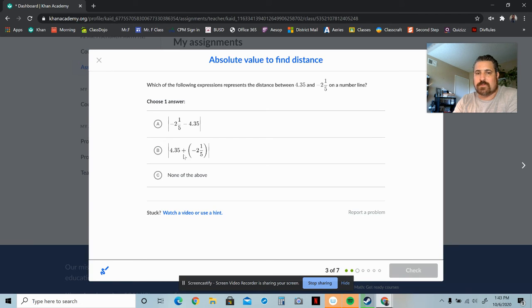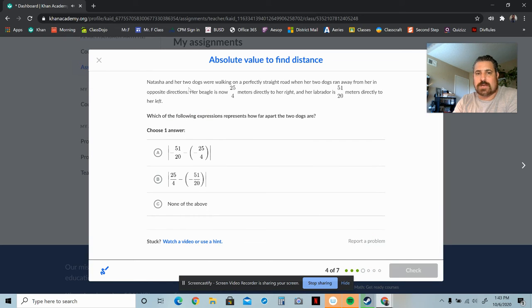This one's 4.35, but you're adding a -2 and 1/5. You're not adding it. The difference is what you're looking for, right? It's the distance between them, so it's going to be a subtraction problem. So it'll be 4.35 minus -2 and 1/5, not plus. So this one's wrong, this one's right, and you're done.